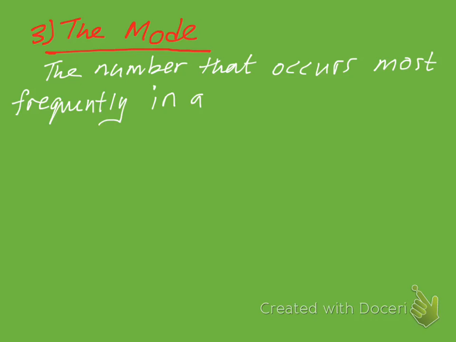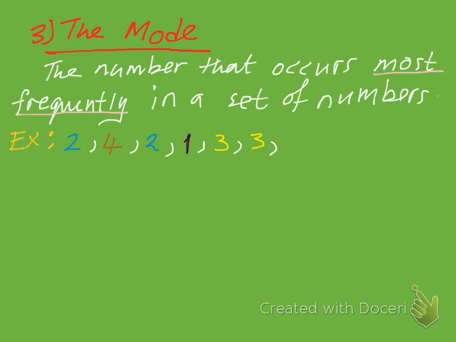The mode, this is the last, the mode. The mode is the number that occurs most frequently in a set of numbers. I've underlined most frequently. That's the most important thing when you look at the mode. It is the number that occurs most frequently in a set of numbers. If you see a set of numbers, the number that you see, it keeps occurring more than the other numbers. It is the mode.